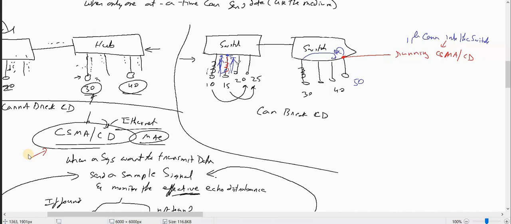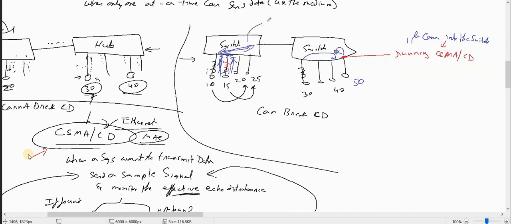When 10 is communicating to 20, 15 is communicating to 25. Will collision happen in the switch? That's where I want to go first. In the switch, will the collision happen? Not on the port level. I will come to that as a third scenario. As a second scenario, will the collision happen in the switch? No.